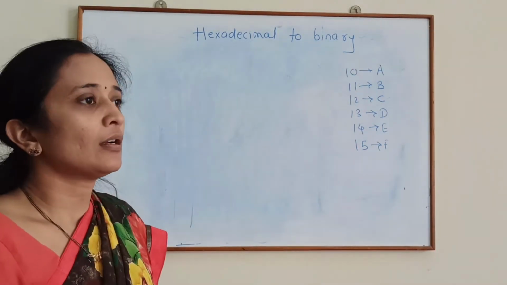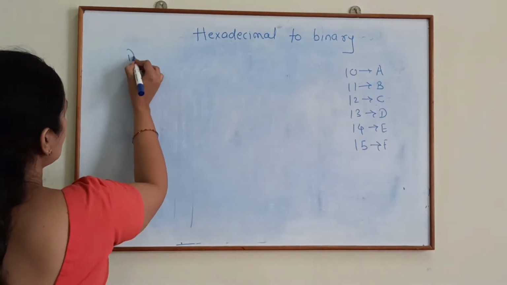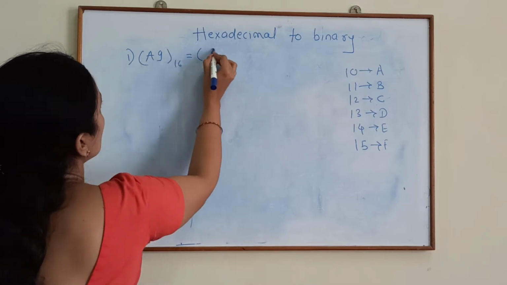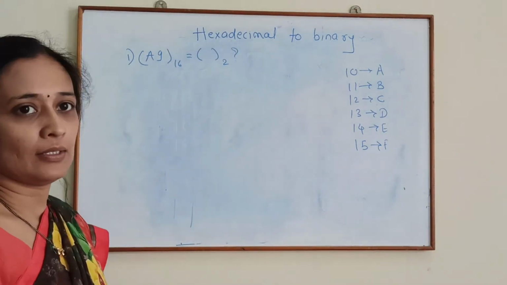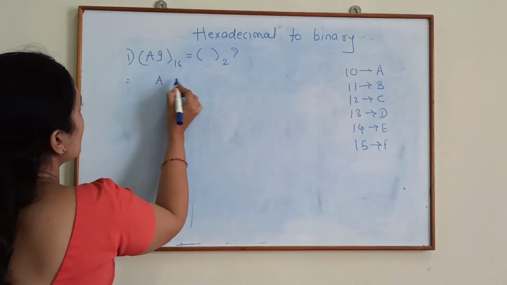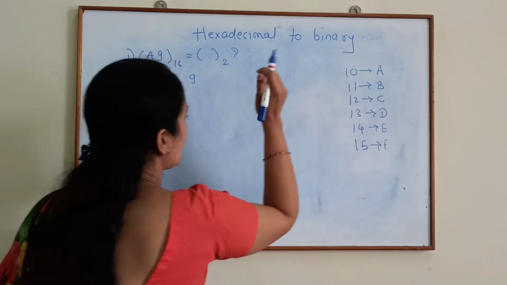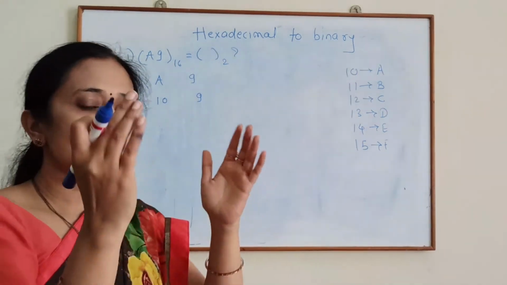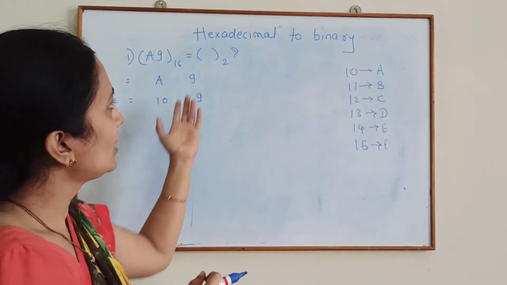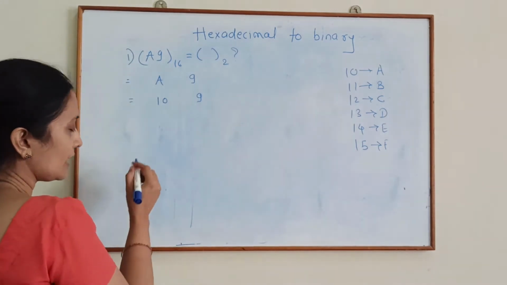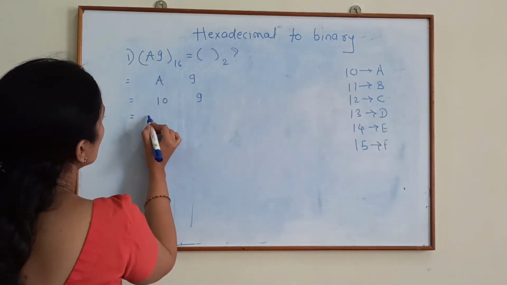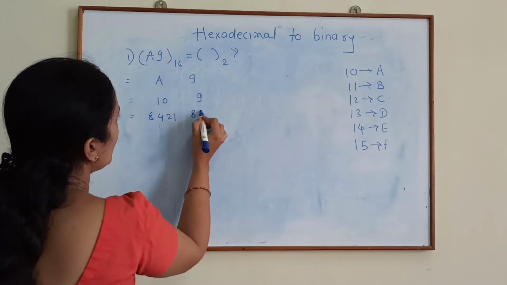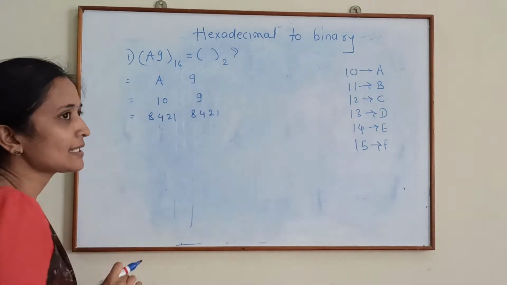To explain this method, we will take one example. Suppose the number is A9, a hexadecimal number, and we have to convert it into binary. First take down the number A9. A means 10. Therefore take the numbers 10 and 9. These are the integer digits, and to convert them into binary we will take 8, 4, 2, 1 for the 10 and 8, 4, 2, 1 for the 9.